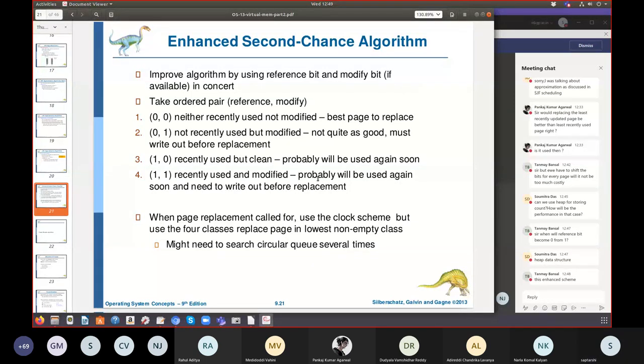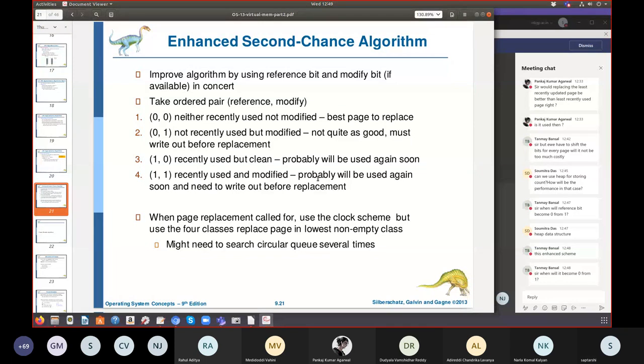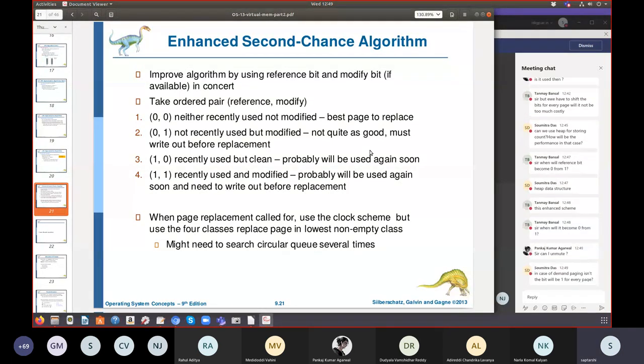Any other questions? Yes, okay, Pankaj, unmute.